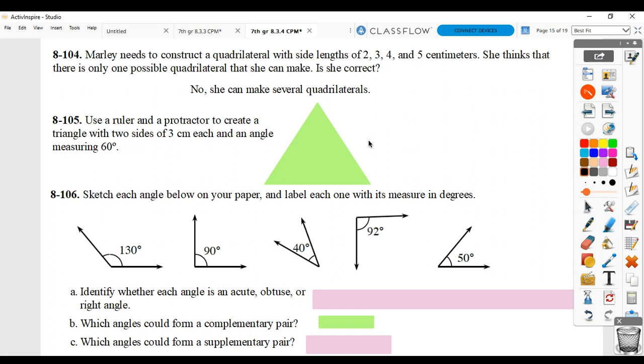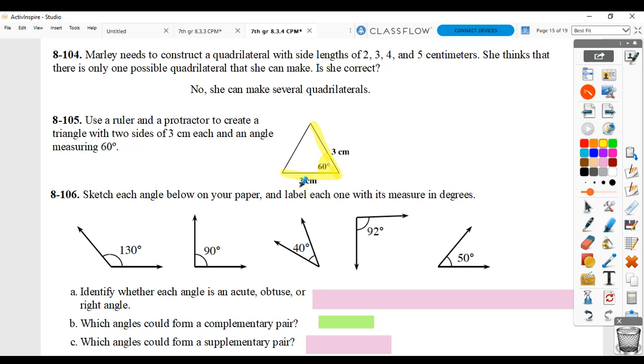Then for 105, they want you to use a ruler and a protractor to create a triangle with 2 side lengths of 3 and an angle measuring 60. So what you want here is 2 side lengths to be 3, and I should see the angle measuring 60.